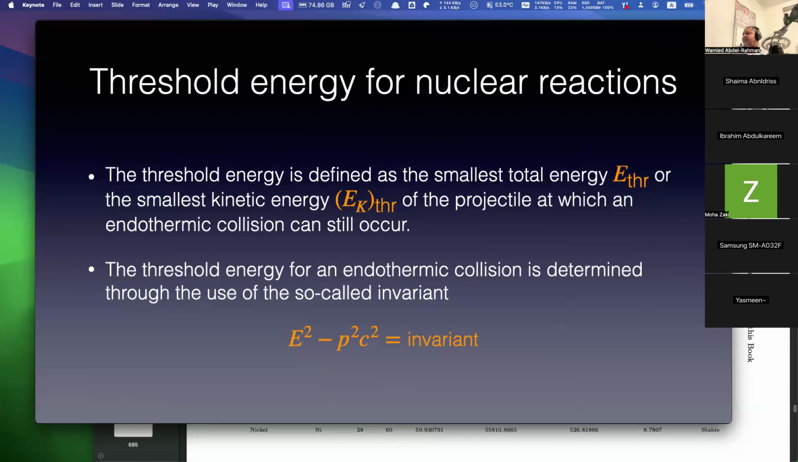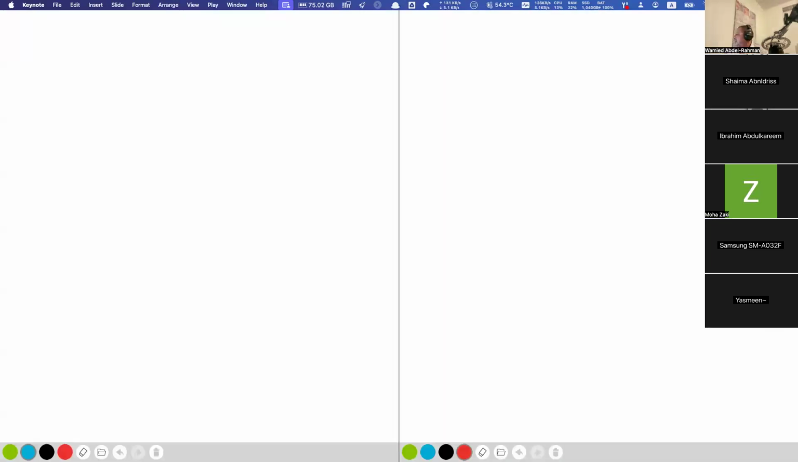So, for example, let's look at this. We have a particle, and we have another particle. This one has V equals 0, and this one has some velocity. Then after the interaction, we can get a third particle and a fourth particle. So this is before and after the interaction.